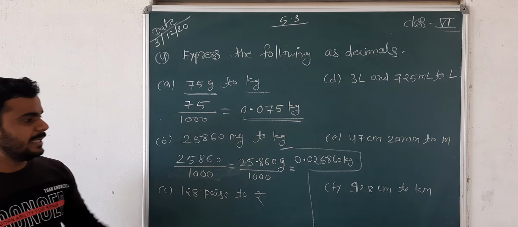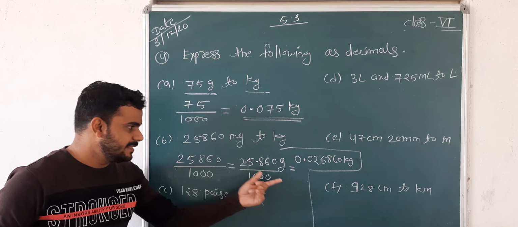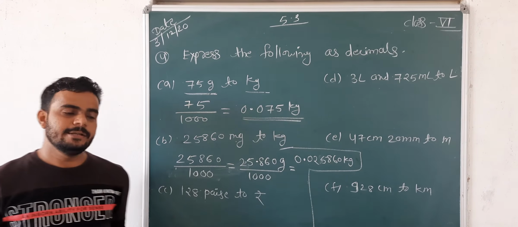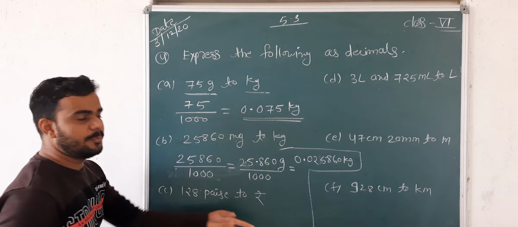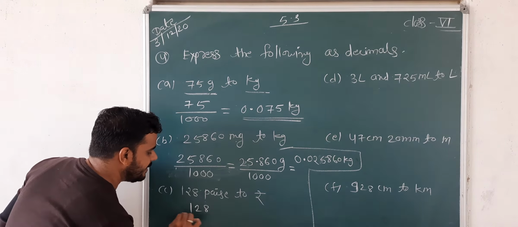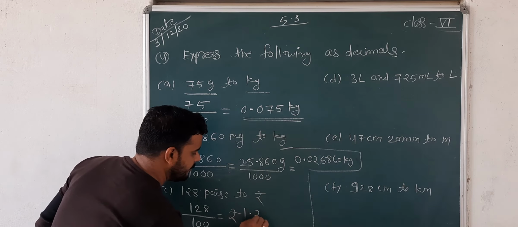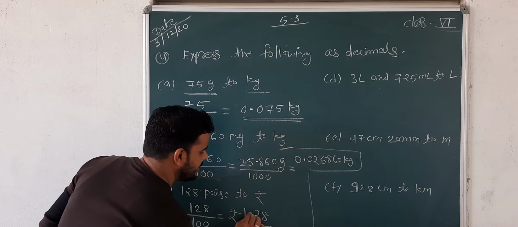Okay, 2 times we have to keep dividing by 1000, because first change in gram, afterwards change in kg. Okay, so 128 paise to rupees. We know that 1 rupee is equal to 100 paise. So 128 divided by 100. So the answer is rupees 1.28. This is your answer.